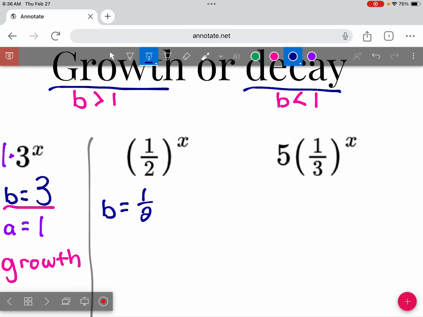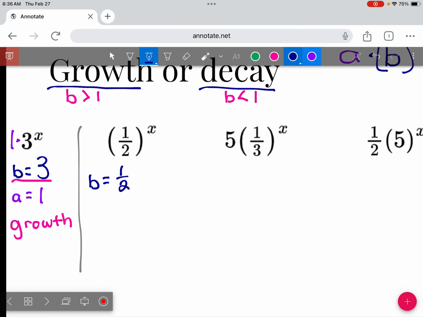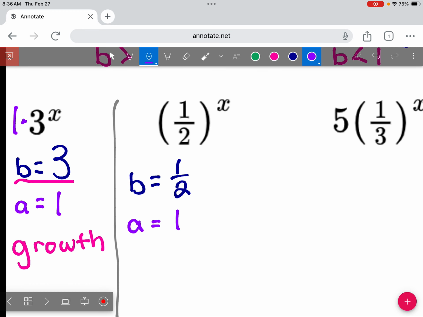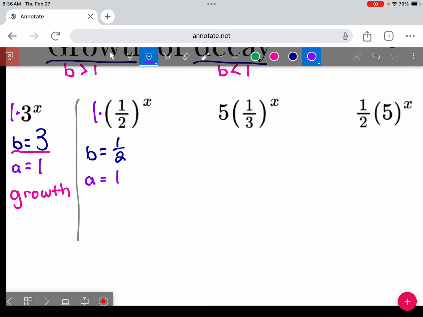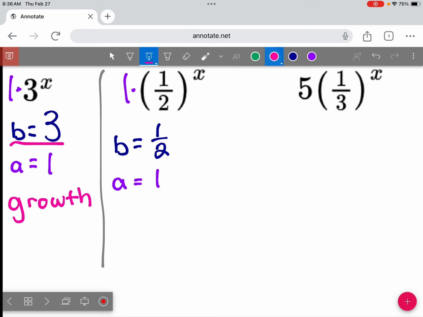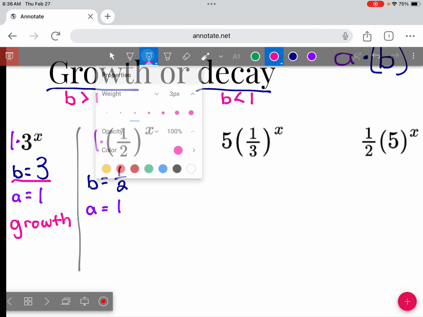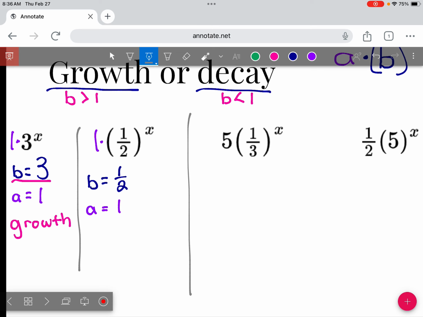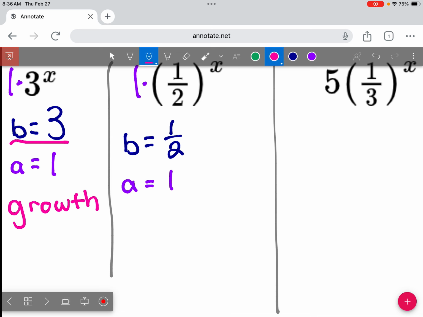1/2. What is our A on this one? What is our leading coefficient? 1. Again, this one doesn't have a number written out in front, so the only thing we can times by and not change it is 1. If we put a 0 out there, it would make this whole thing 0, and then it's no longer a thing. So since my base is 1/2, is this function growth or decay? Decay, because it is a small number.